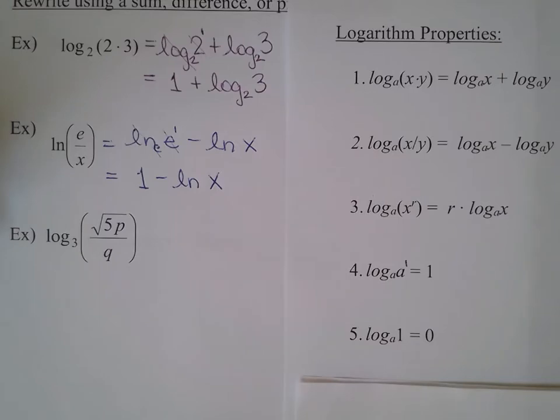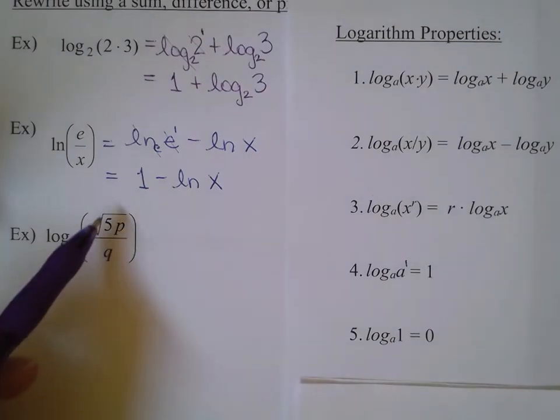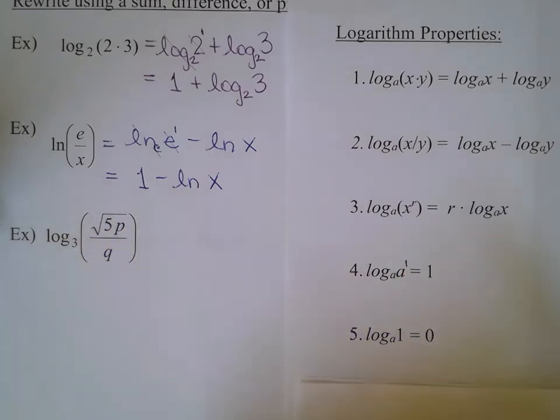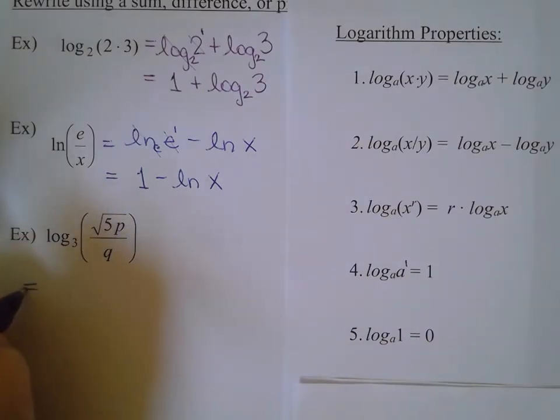Okay, here's one more. Let's say we have the log base 3 of the square root of 5p over q. This one's a little bit longer, but it's the same operations. So we would want to start, I'm sure you can spot a few of the properties we're going to need. The question maybe is, which one should we use first? If I were to sort of evaluate this, which operation would I do last? I would do the division last. So in terms of breaking it up, I would want to break up that part first. I don't know if that makes sense, but okay.